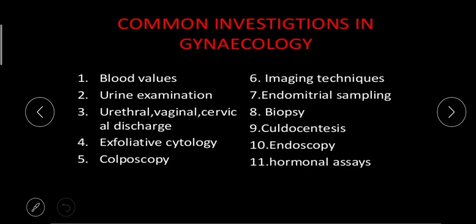First one is blood values, urine examination, urethral, vaginal and cervical discharge, exfoliative cytology, colposcopy, imaging techniques, endometrial sampling, biopsy, culdocentesis, endoscopy and hormonal assay. There are a total of 11 tests. These are the tests that are normally used for the gynecological patient. Now we are going to see one by one in the blood test what they are going to do.